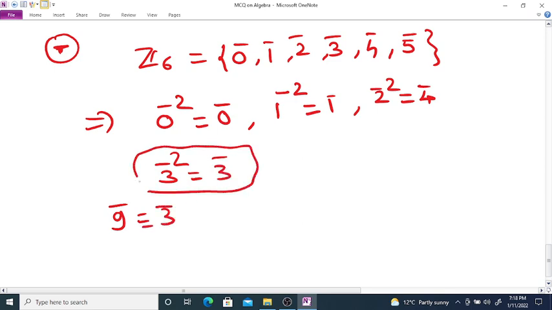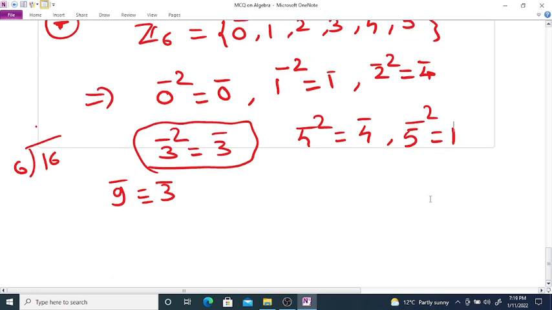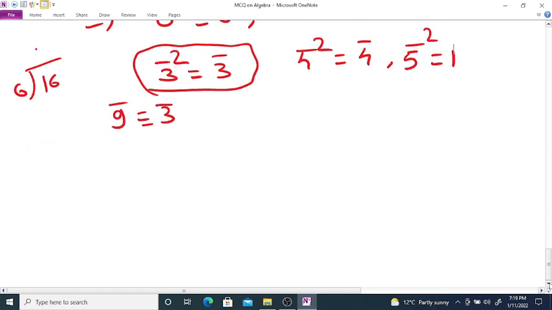So 3 bar square is equal to 3 bar. Next, 4 bar square is equal to 16, which is congruent to, if we divide 16 by 6, then again it is equal to 4 bar. And 5 bar square is equal to 25, congruent to 1 bar. So 4 bar square is 16, yes, it is 4 bar. So this is all about the Z6.